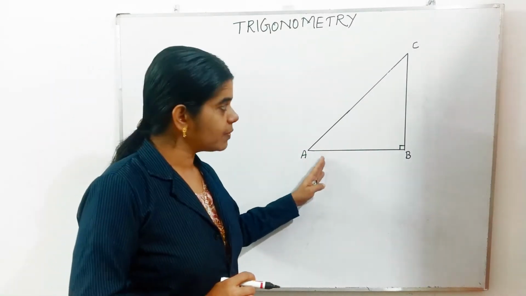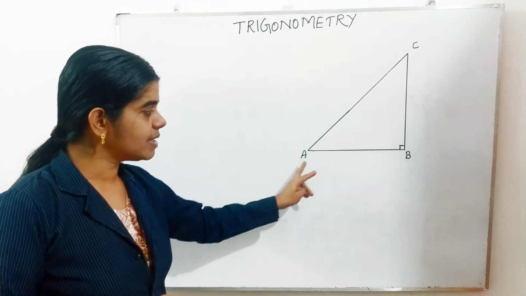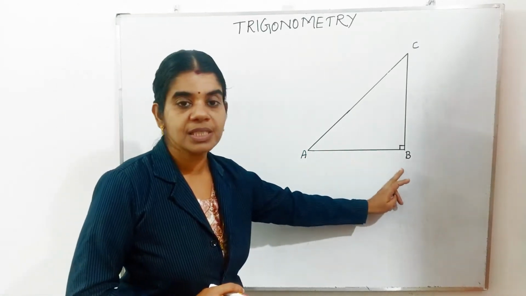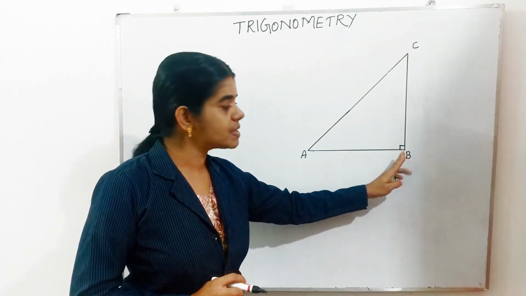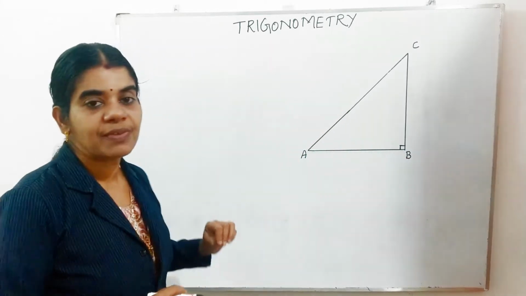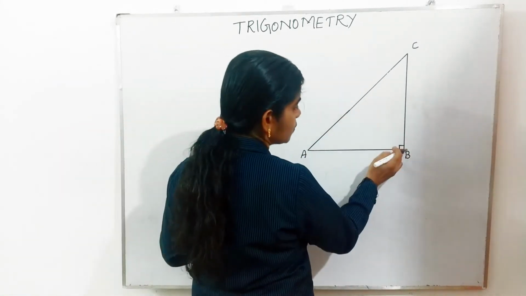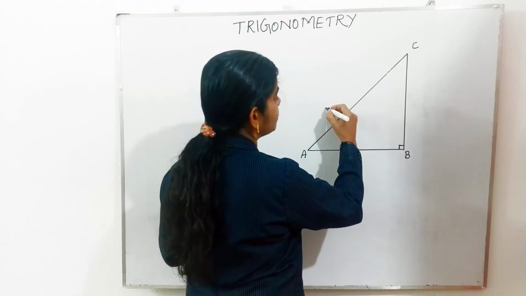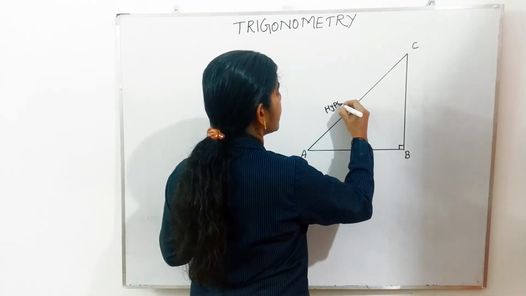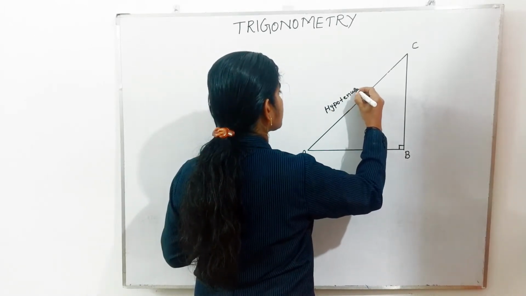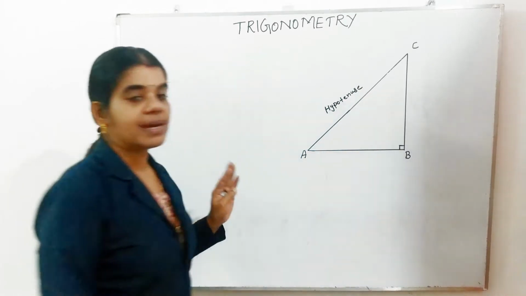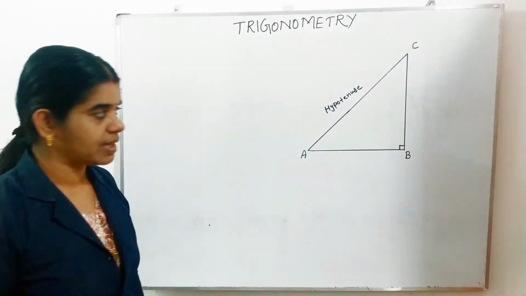Here just listen, a right triangle is here. ABC is right angled at B. You already know that the side opposite the 90 degrees will be the hypotenuse. So this is the side opposite the 90 degrees, meaning this will be the hypotenuse. The hypotenuse will be the longest side of the right triangle.